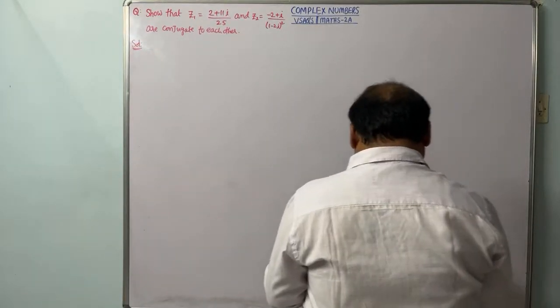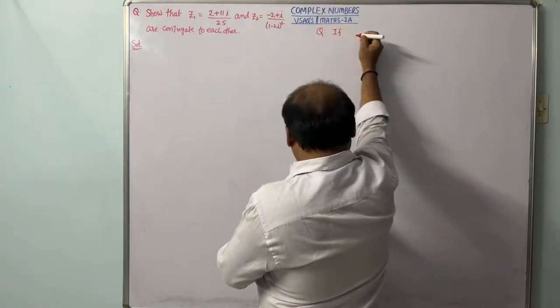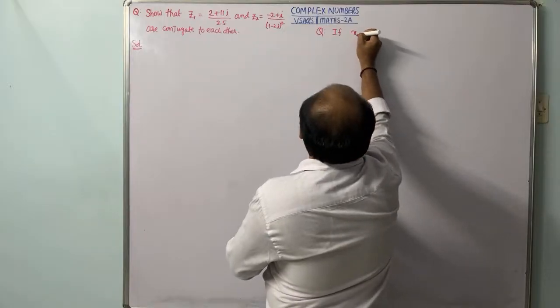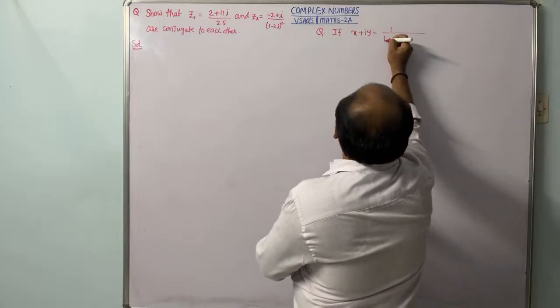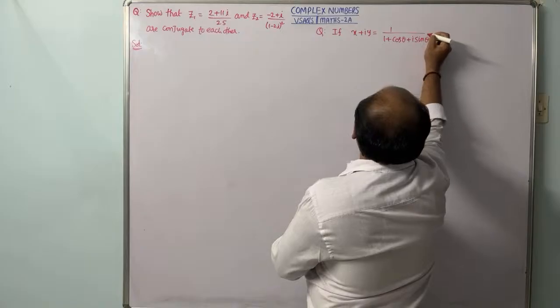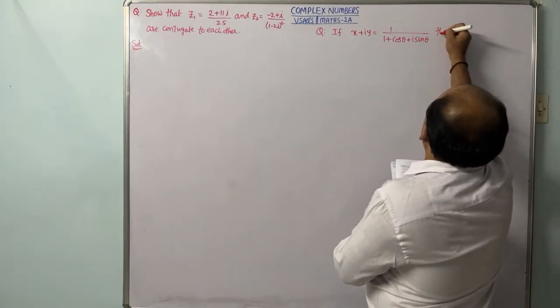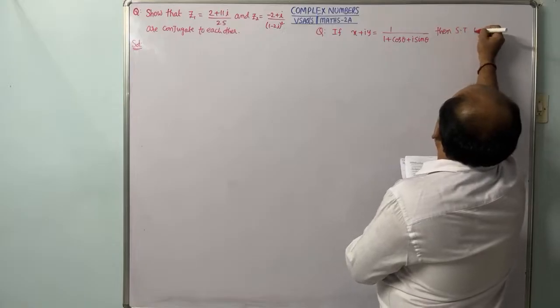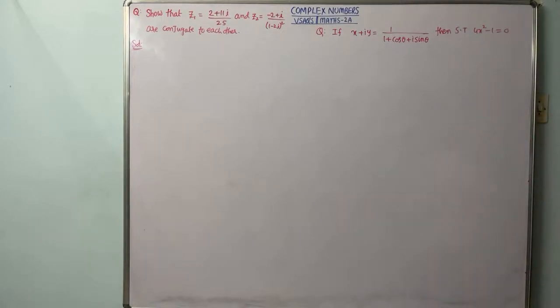Yeah, the next model, next question. If x + iy is equal to 1 by (1 + cos theta + i sin theta), then show that 4x square minus 1 equal to 0. Otherwise, 4x square equal to 1 they will also give the students.